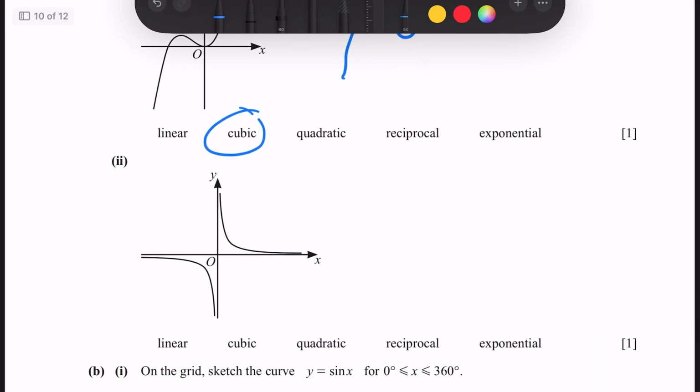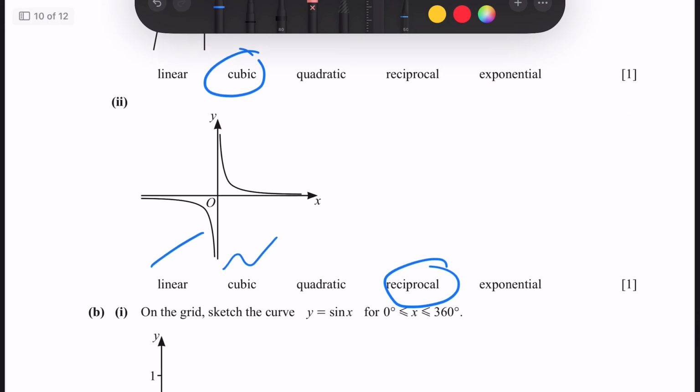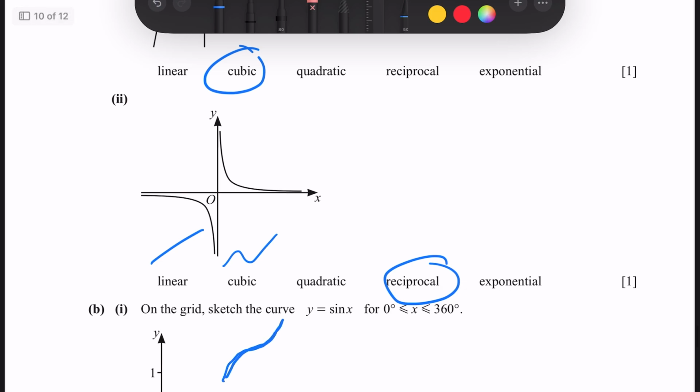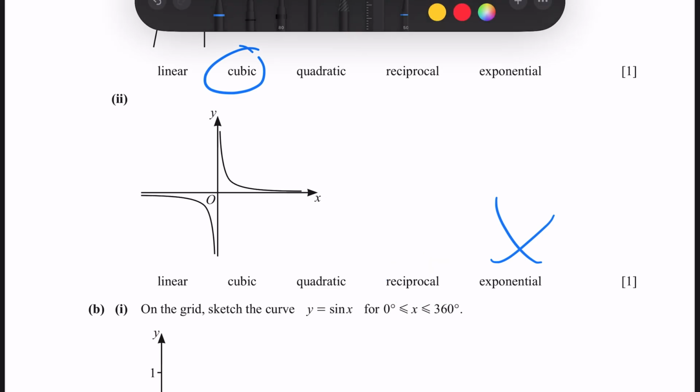Now for II, it is a reciprocal function because, like I said, linear is straight, so that's wrong. Cubic curves twice, or it could also curve once, but it will curve in this way. So not the same as a quadratic. Quadratic curves once, but like this or like this, and an exponential goes either upwards only or downwards only. So since there are two curves that each have the same asymptotes of x is equal to 0 and y is equal to 0, this is a reciprocal function.